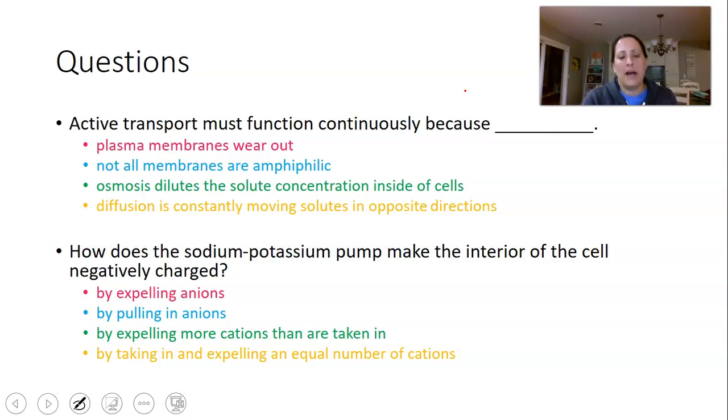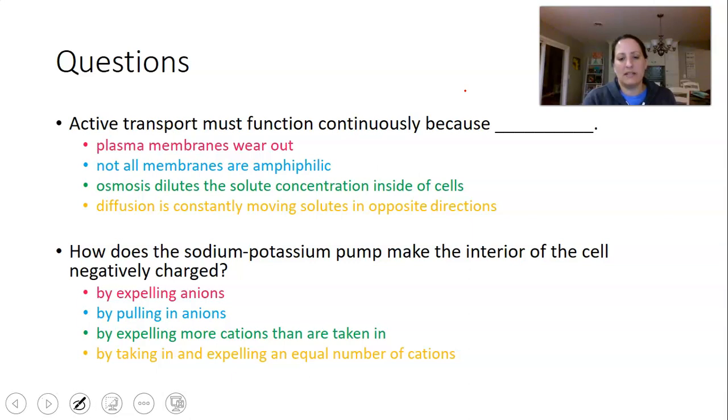Next question. How does the sodium-potassium pump make the interior of the cell negatively charged? Is it by expelling anions, by pulling in anions, by expelling more cations than are taken in, or yellow, by taking in and expelling an equal number of cations? So remember, an anion is a negatively charged ion, and a cation is a positively charged ion.